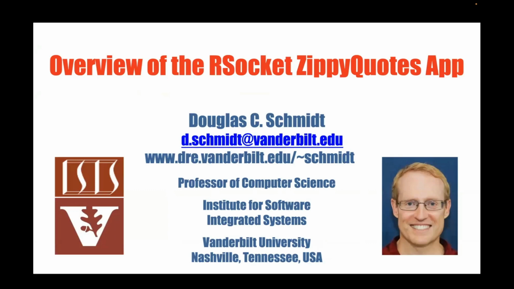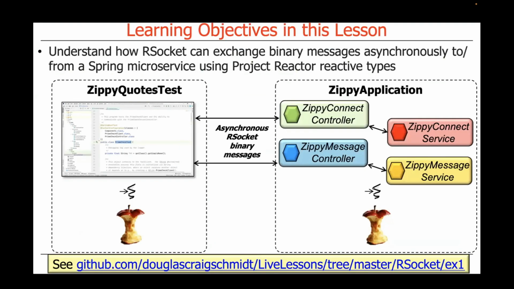So we're going to start our discussion of this new case study by explaining what the RSocket ZippyQuotes app does and kind of how it's designed and organized. The basic idea here is to use the RSocket protocol and the RSocket framework integrated into Spring to exchange binary messages asynchronously to and from a Spring microservice using our good old friends, the Project Reactor reactive types.